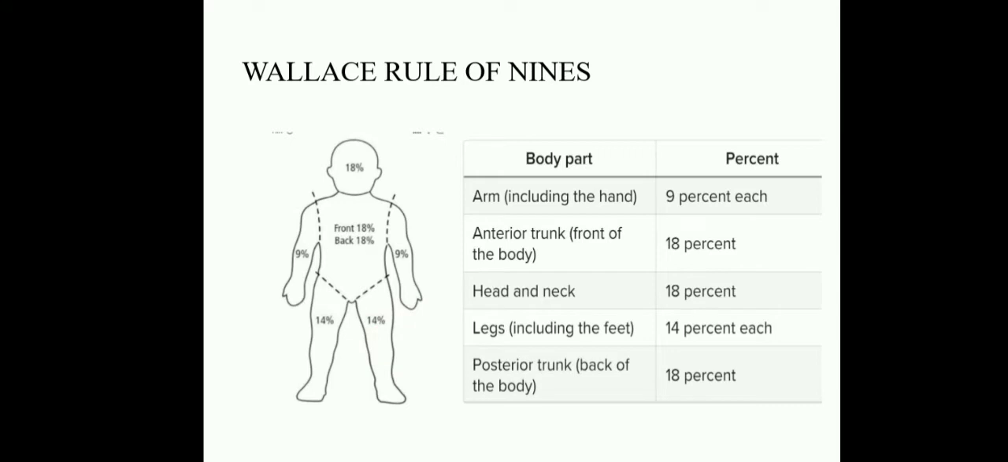Okay, look at this image. For the body parts, each arm including the hand is given 9%, both arms. The anterior trunk of the body is given 18%. Head and neck are given 18%. Legs including the feet are given 14%. And the posterior trunk of the body is given 18%. Okay, this is the rule of 9 according to Wallace. This is about assessment of the burns for children.